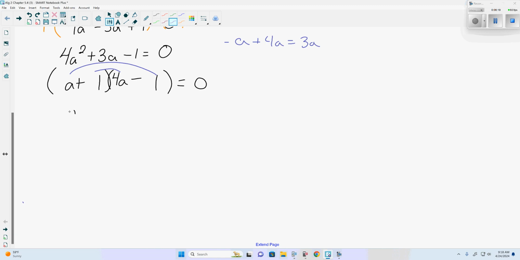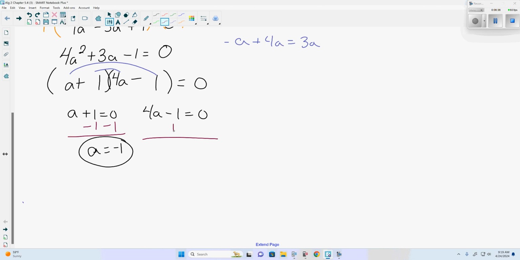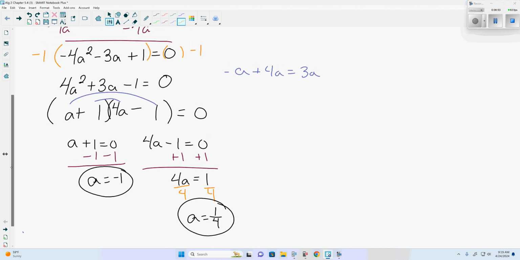Now a plus 1 is going to be 0, and 4a minus 1 is 0. Well, a plus 1 really doesn't tell us much more than we already know, that a is -1. Now the other side, 4a minus 1 equals 0. Well, we could add 1, telling us 4a is equal to 1. Then we would divide by 4, telling us a is 1/4. So we have two solutions, -1 and 1/4. Questions on how we got these here? Okay.